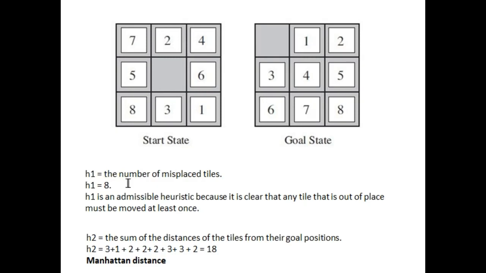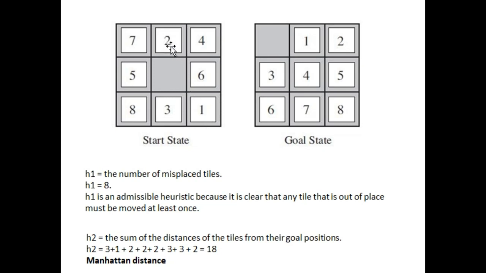The first is the number of misplaced tiles as compared to our goal state. Just look at the heuristic value of this initial state by using this method. The first method to calculate the heuristic value gives 8. So how can we calculate it? Just look again at the number of misplaced tiles. 1 is here, but in our goal state the 1 is here. So tile 1 is misplaced.